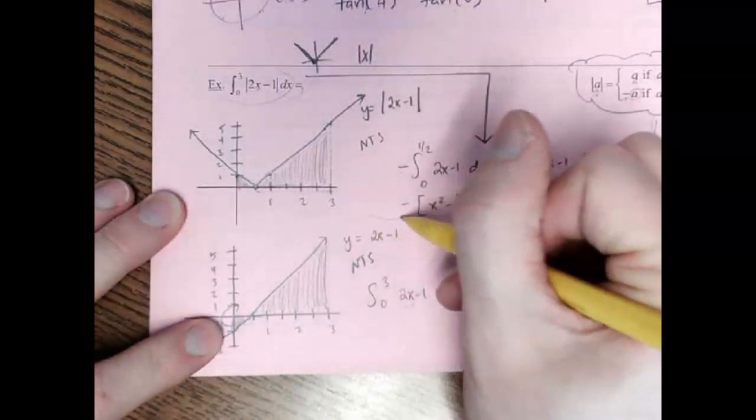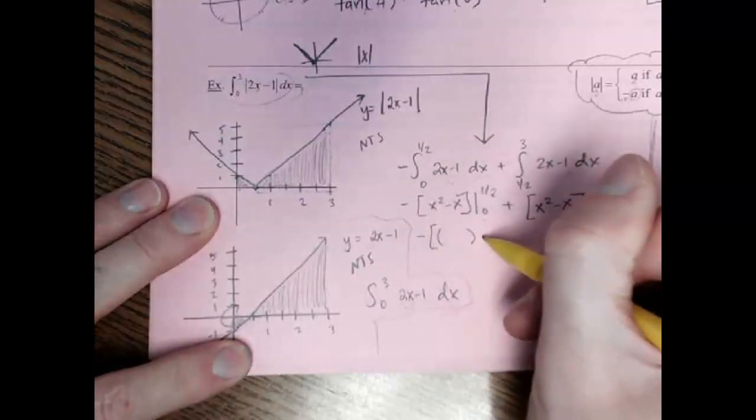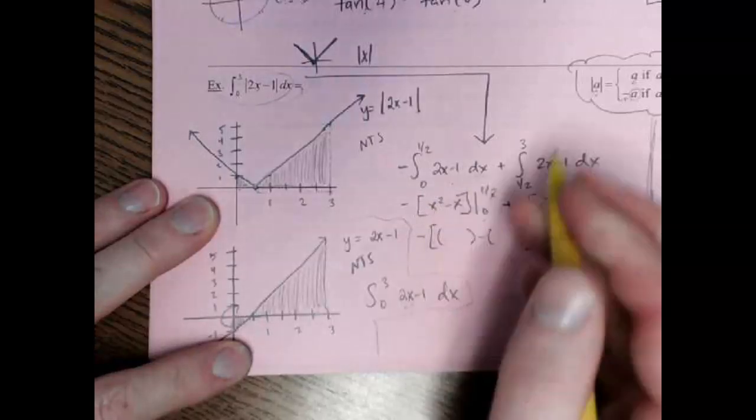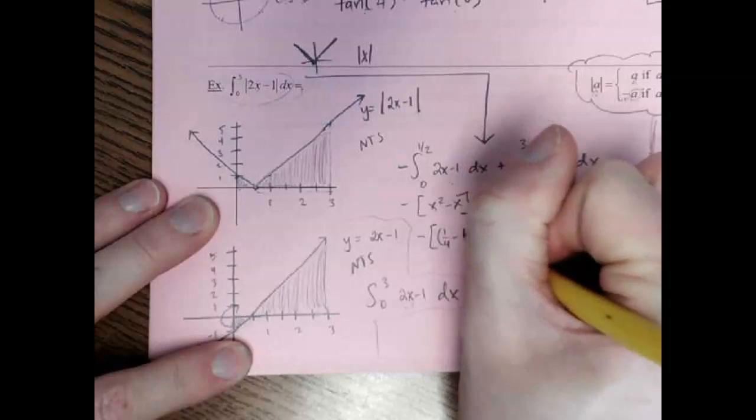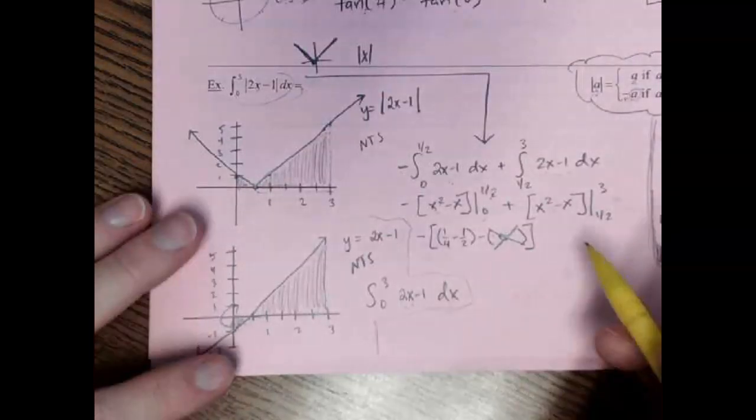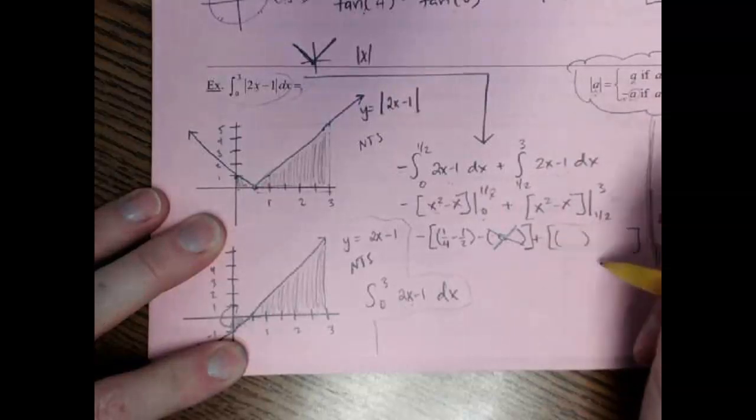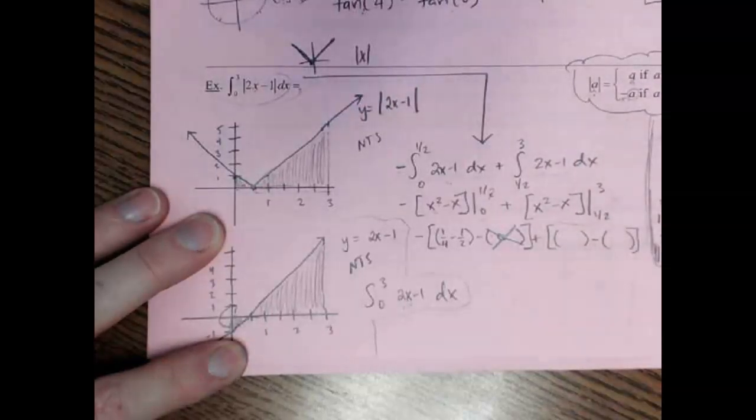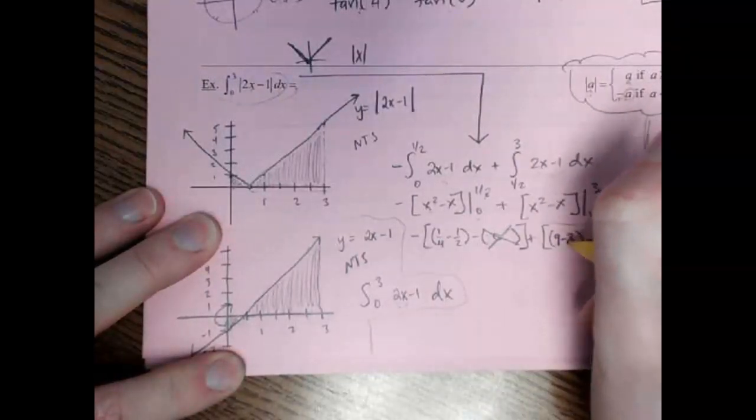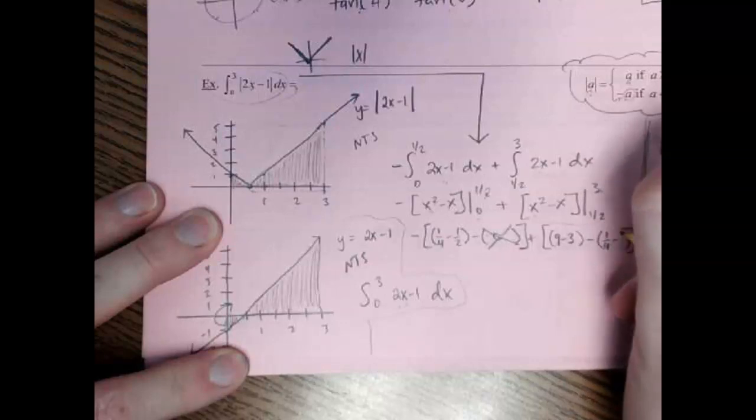Let's see if I can get enough room. I think I'll probably be okay. So negative, I have the upper evaluation minus the lower evaluation. Plug in the 1/2. 1/2 squared would be 1/4. And then 0 squared minus 0. Okay, that's all 0. How lovely. That's going to cancel. And then plus, now I can do the evaluation for this second integral, which means I need to plug in the upper number, then subtract the plugging in of the lower number. If you plug in 3, 3 squared would be 9. So 9 minus 3. And then if you plug in the 1/2, you're going to have 1/4 minus 1/2.